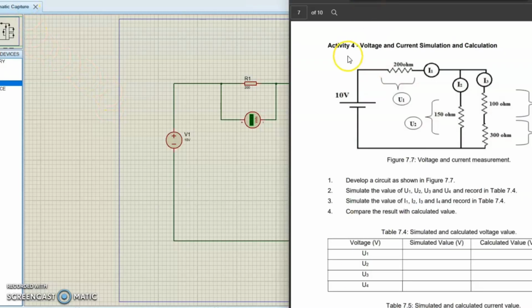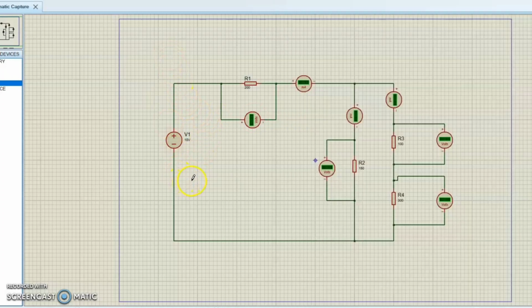For activity 4, it needs us to find the voltage and current simulation and also calculation. It wants us to develop a circuit as shown in figure 7.7. So here is the circuit that I have set up in the simulation. For the voltage source, I use 10 volts. For resistor 1, 200 ohm, resistor 2, 150 ohm, resistor 3, 300 ohm, and resistor 4, 300 ohm.